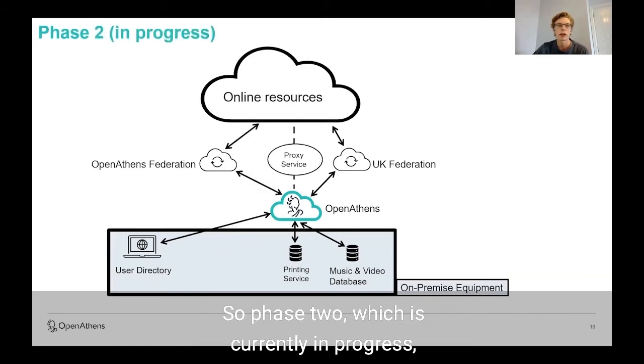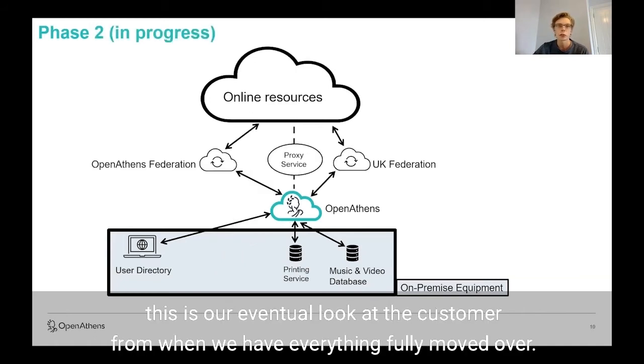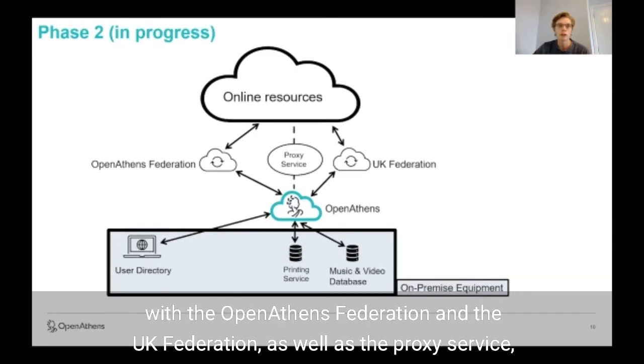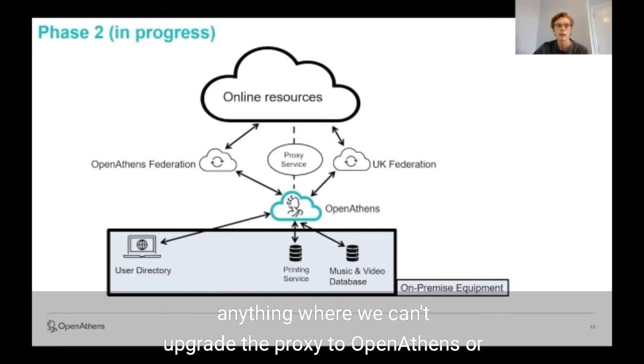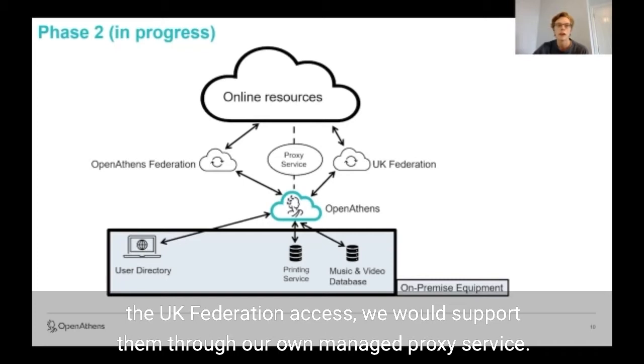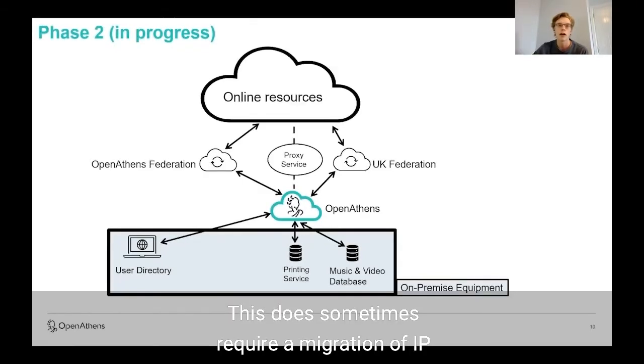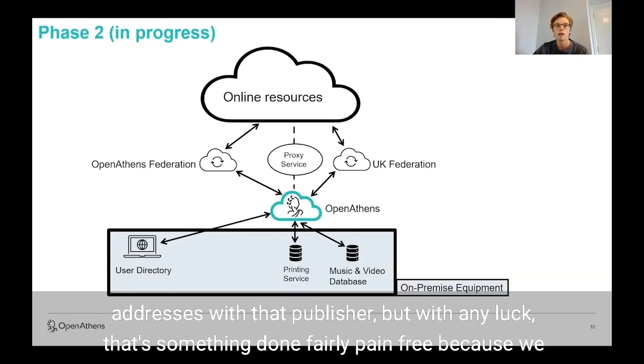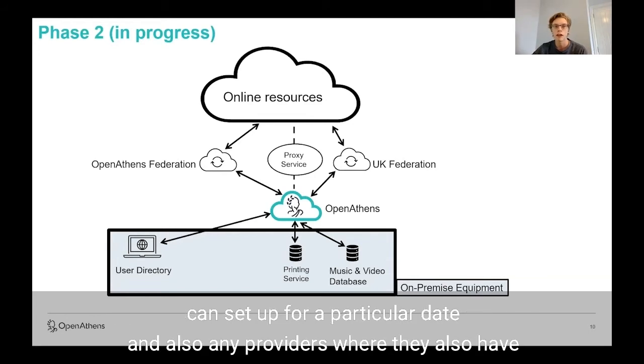So phase 2, which is currently in progress, this is our eventual look at the customer from when we'd have everything fully moved over. So we've got our integration with the OpenAthens Federation and the UK Federation, as well as the proxy service. Anything where we can't upgrade the proxy to OpenAthens or UK Federation access, we would support them through our own managed proxy service. This does sometimes require a migration of IP addresses with that publisher, but with any luck, that's something done very pain-free because we can set that up for a particular day.